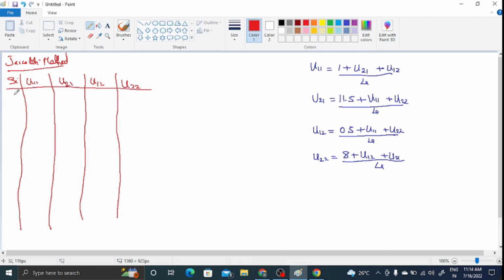Before the iteration, at the 0th iteration, the initial values are 0. Here n means the already available values. This is n, this is n, this is n, this is n. Now the left side is the new value: n plus 1, n plus 1, n plus 1, n plus 1.